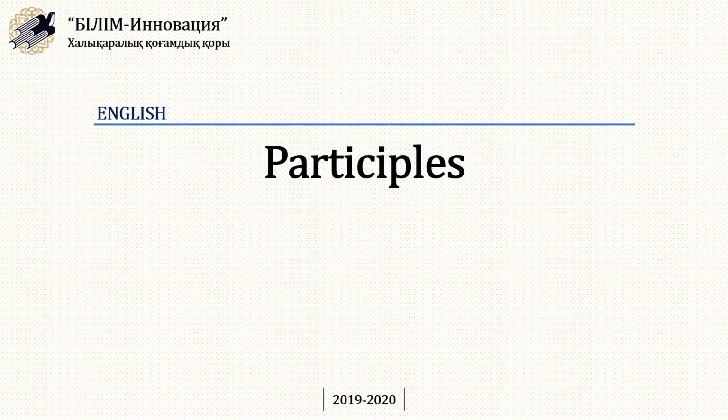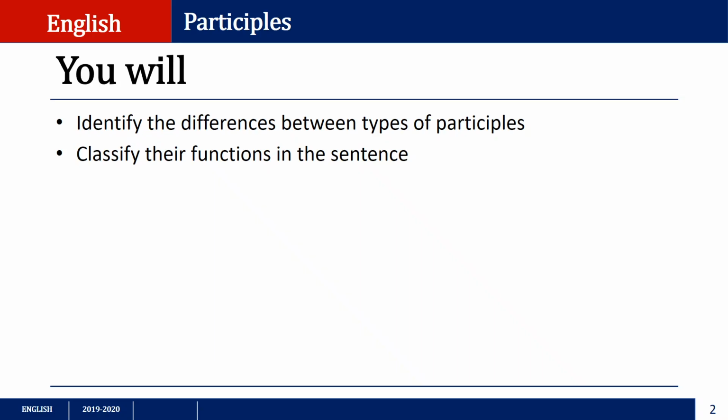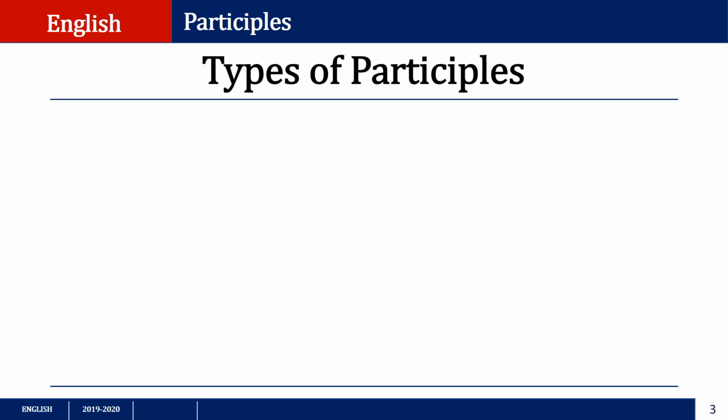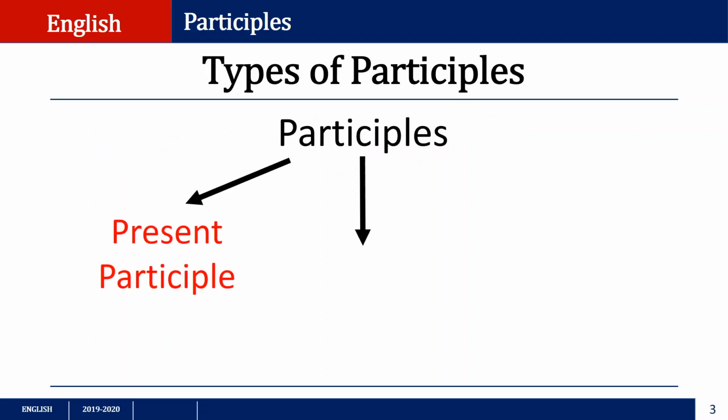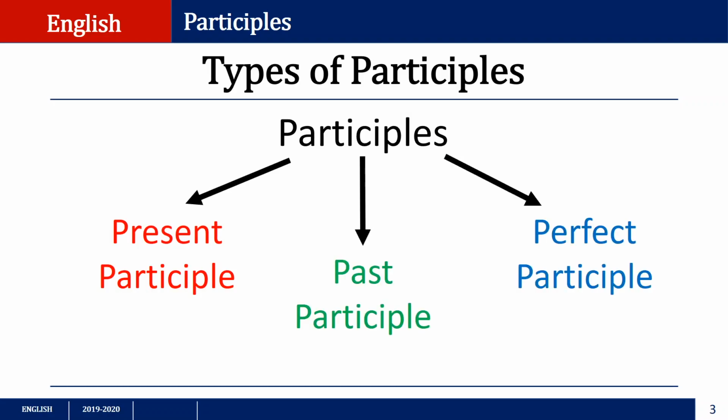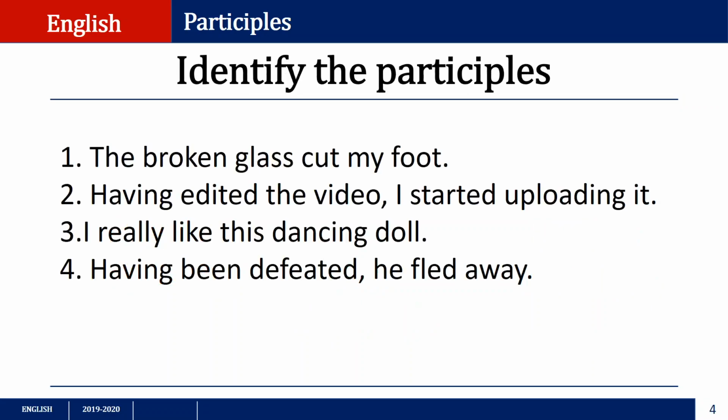In this video you will get acquainted with the topic of participles. You will identify the difference between the types of participles and classify their functions in the sentence. Let's start from the types of participles. There are three main types: present, past, and perfect. Some of them are divided into active and passive.